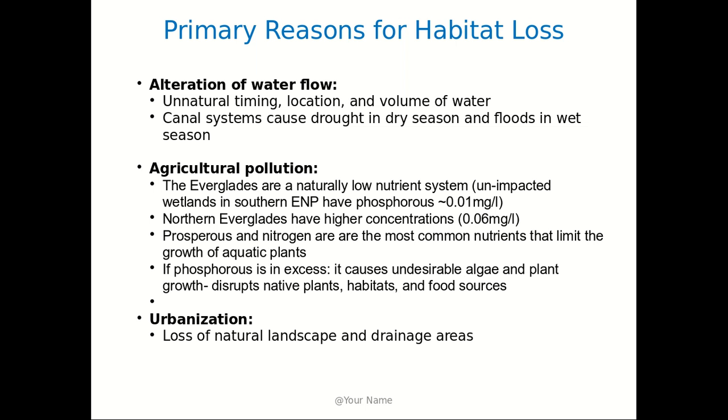Then there's agricultural pollution. The Everglades are naturally low in nutrients, and phosphorus and nitrogen, which are byproducts of farming, are the most common nutrients that limit the growth of aquatic plants. So instead you'll get algal growth. And scientists found that the northern Everglades have huge concentrations of phosphorus, and that's affected a lot of the northern portions. And the last item is urbanization. As you can see from the last picture, there's just a huge loss of natural landscape and drainage areas.